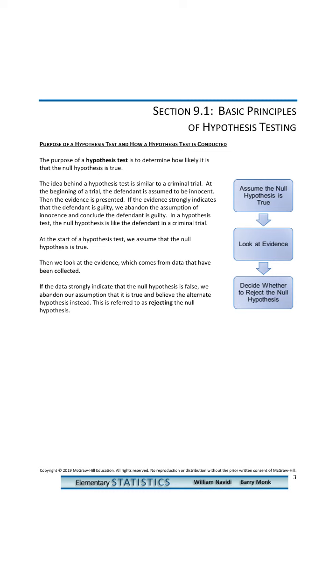In a hypothesis test, the null hypothesis is like the defendant in a criminal trial. At the start of a hypothesis test, we assume that the null hypothesis is true. Then we look at the evidence, which comes from the data that we have collected. If the data strongly indicate that the null hypothesis is false, then we abandon our assumption that it is true and believe the alternate hypothesis instead. This is referred to as rejecting the null hypothesis.